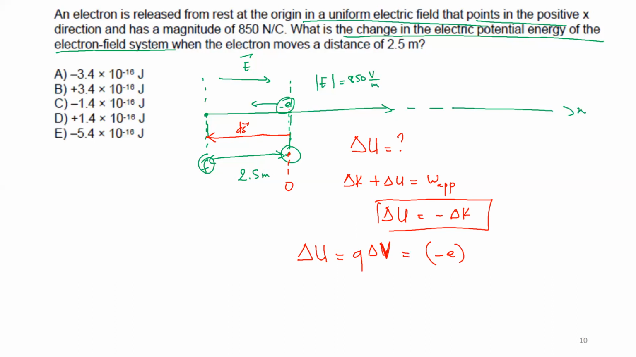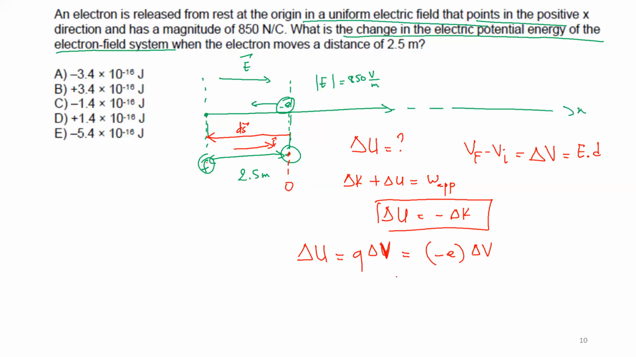Okay. So, of course, delta V will be equal to E times D. Do you agree with me? Okay. So, delta V will be V final minus V initial. By the way, this should be positive because V final is higher than V initial. That's why my electric field is pointing in this direction. Okay. And this is just ED.